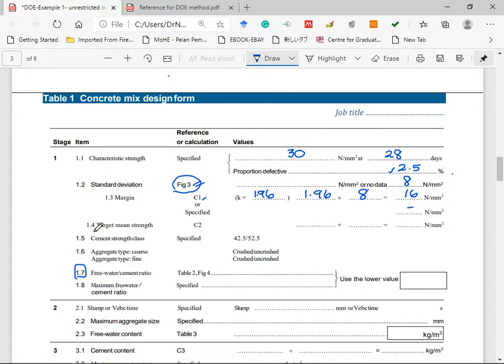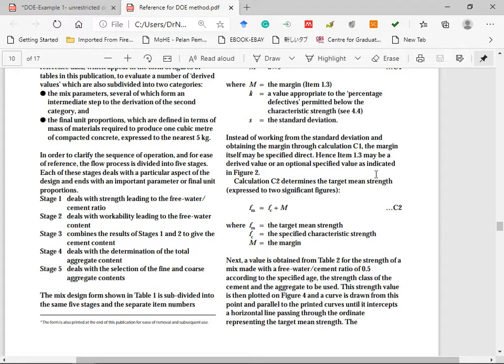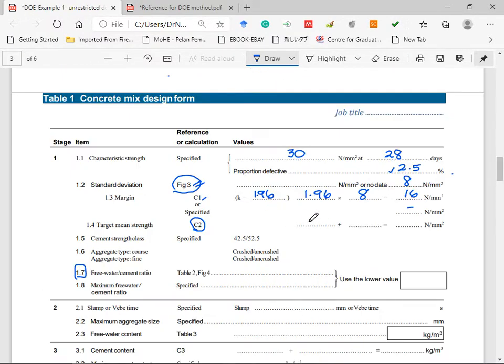The next is to calculate the target mean strength. Target mean strength is referred to equation C2 in the manual. And this is the equation C2, where the target mean strength is Fc plus M. The characteristic strength 30 megapascal plus 16. So we add the characteristic strength here, which is 30, plus the margin here, 16, and our target mean strength for this mix design at 28 days is 46.